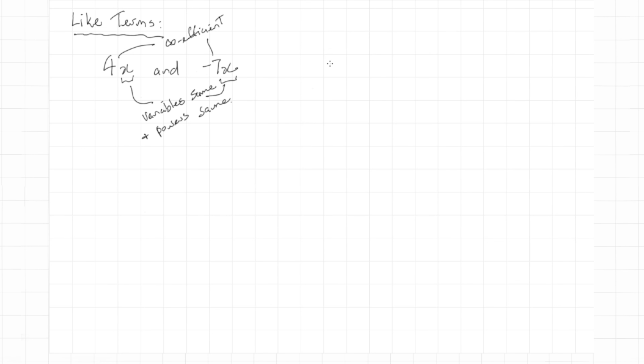So if we had 3n and negative 2n squared and 5 square root of n, they are not like terms. Because it doesn't matter what the coefficients are. Okay, they can be different. But here we have an n to the power of 1, n to the power of 2, square root of n, or n to the power of 1/2. So they are not like terms.